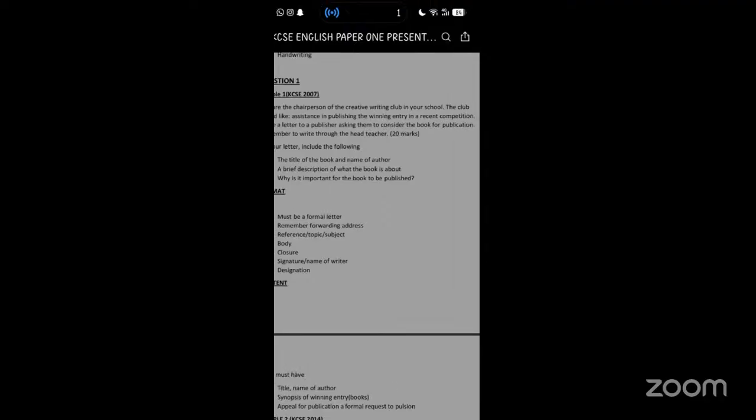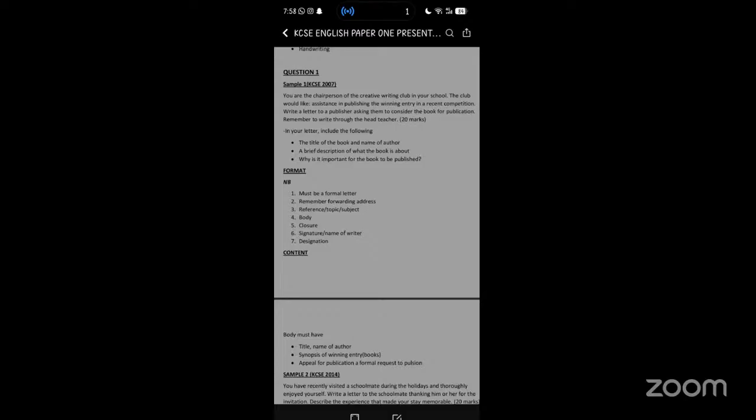You are the chairperson of the creative writing club in your school. The club would like assistance in publishing the winning entry in a recent competition. Write a letter to a publisher asking them to consider the book for publication. Remember to write through the head teacher. In your letter, include the following: the title of the book and the name of the author, a brief description of what the book is about, why it is important for the book to be published.